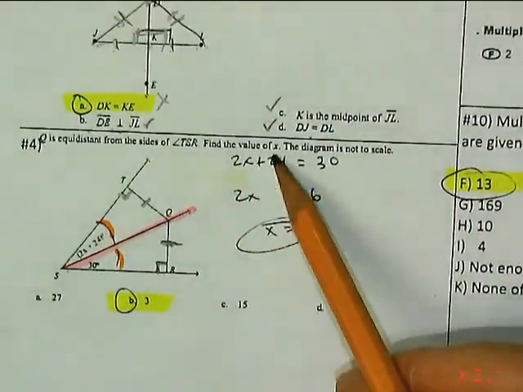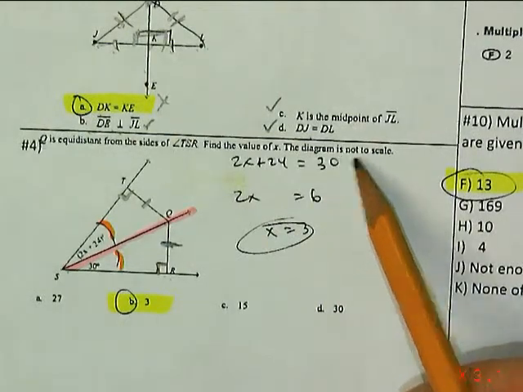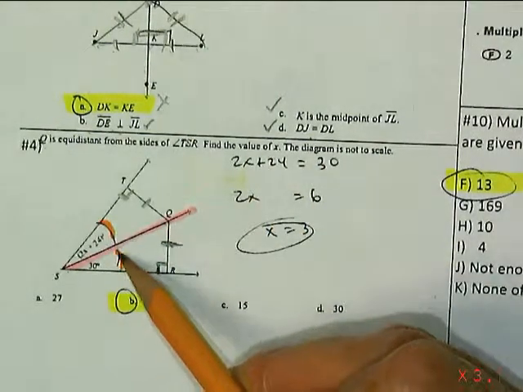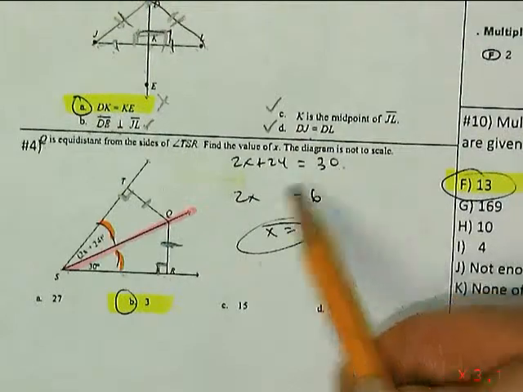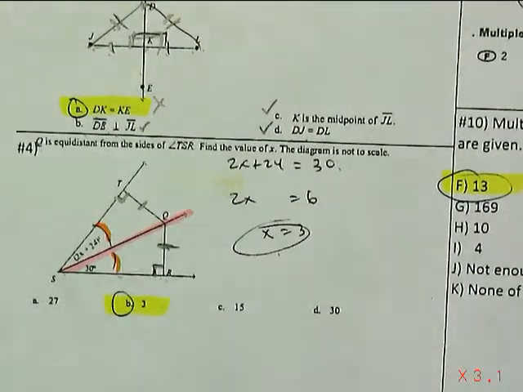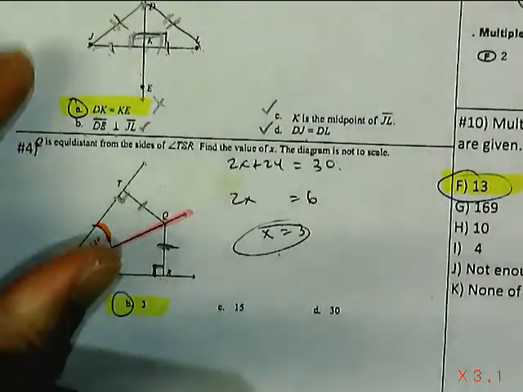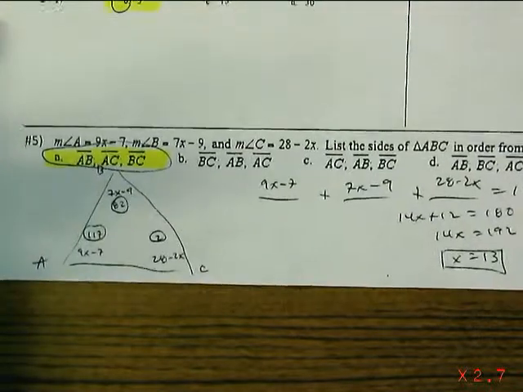Find the value of X. The diagram is not to scale. So if I know that these are congruent, or equal, I can just set them equal to each other and solve. X is equal to 3. Choice B. That was the same question from last week's quiz. Question number 5.